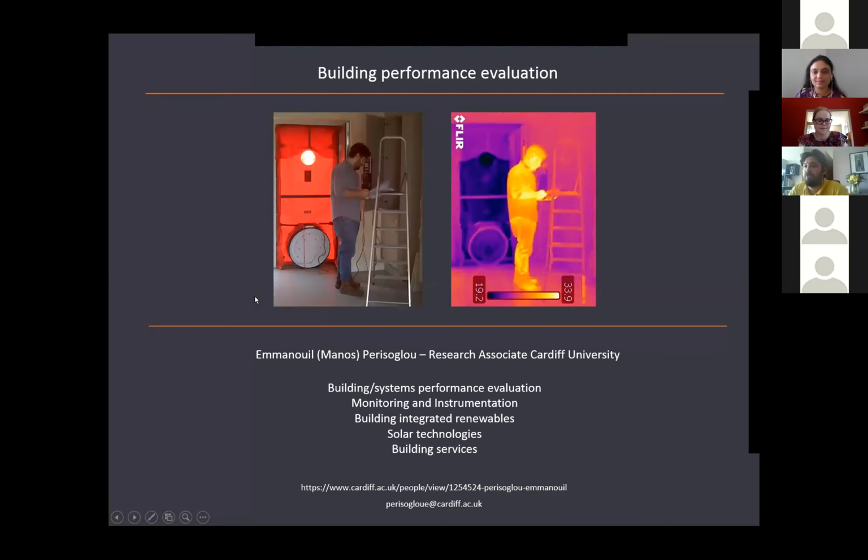So my name is Emmanouil Perisoglou. I'm a research associate in Cardiff University in the Welsh School of Architecture, and I'm involved in the LCD project, the Low Carbon Built Environment project, with the purpose to retrofit and to show the markets and the housing associations how to retrofit buildings. And I'm going to talk about more technical aspects of building performance evaluation. I'm going to explore and show our workflow and how we evaluate buildings. And I'm going to talk a little bit about teaching as well. How do we incorporate building performance evaluation in teaching in the school?